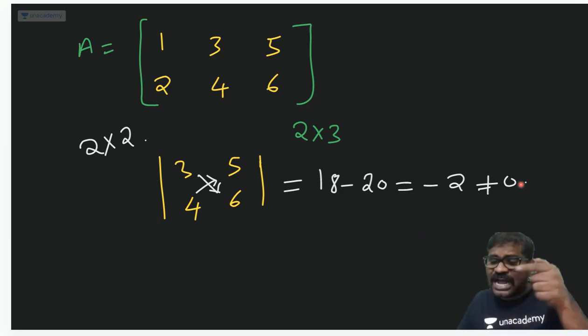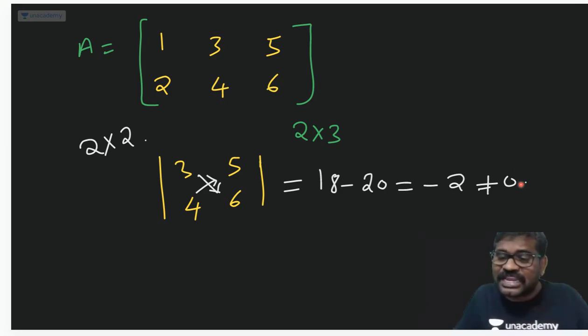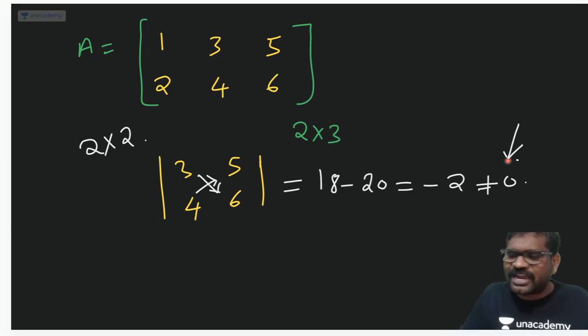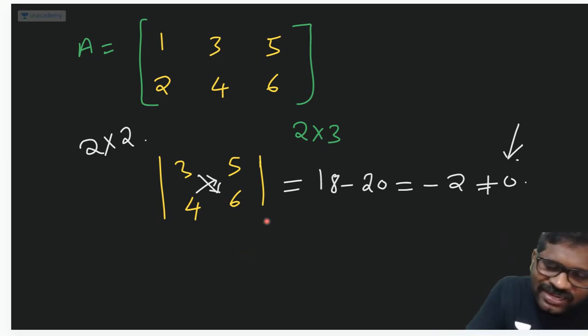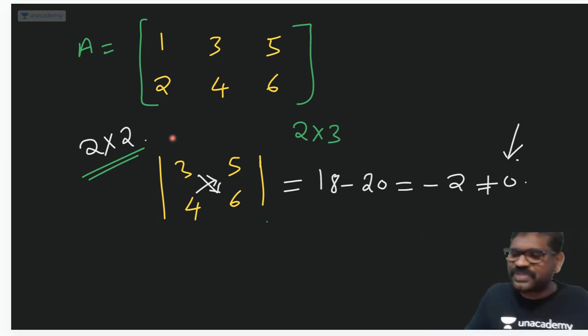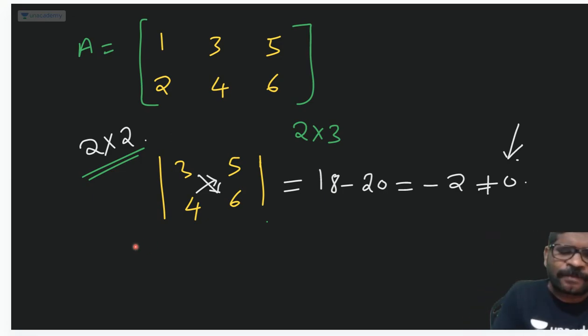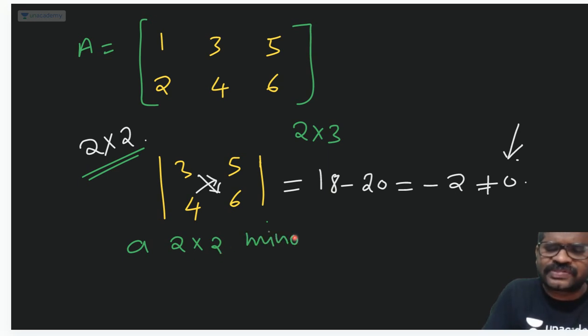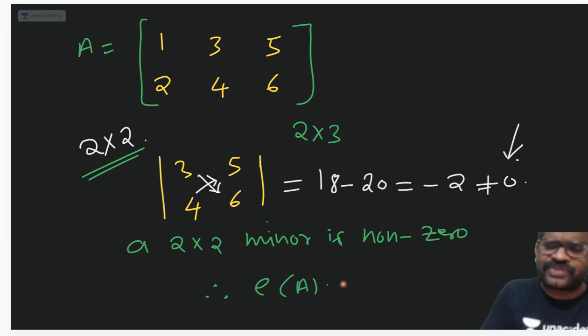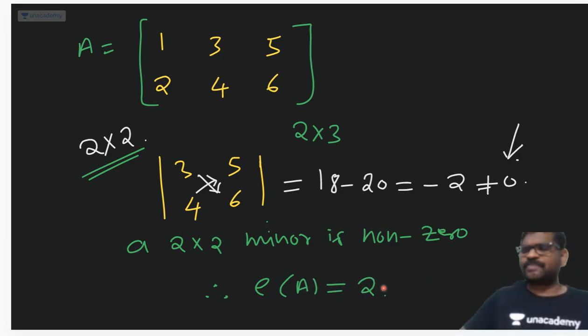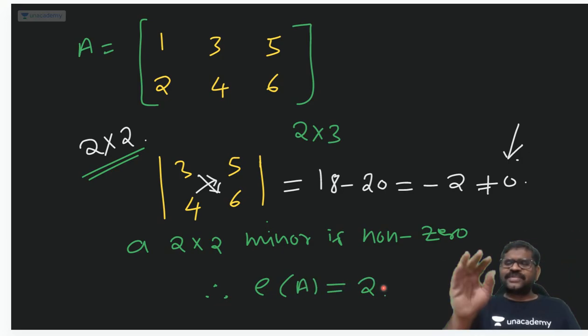If the highest possible minor is non-zero, rank is its order. Its order is 2. Therefore, rank is 2. A 2 cross 2 minor is non-zero. Therefore, rank of A is 2. Okay, that is the definition.